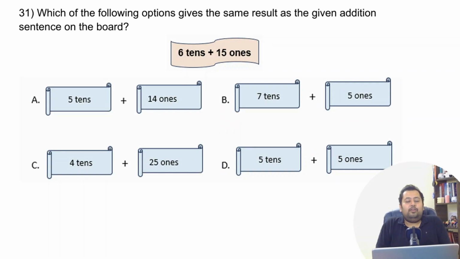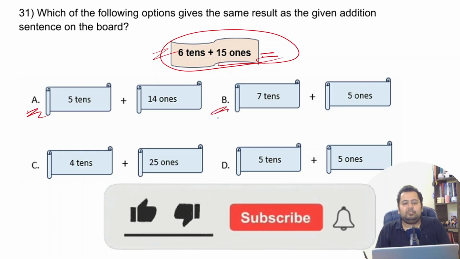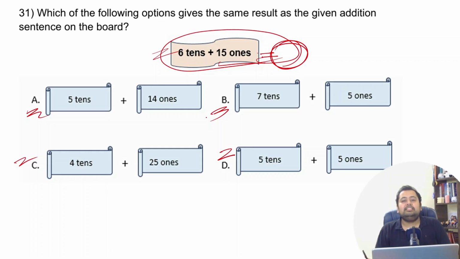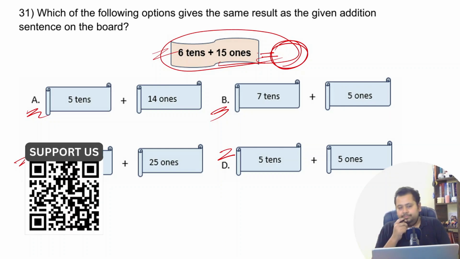So let's go and understand what question number 31 says. Which of the following options gives the same result as the given addition sentence? An addition sentence has been given over here. You have to find out what this number comes out to be first, and then check the options A, B, C, and D and find out which option is equal to the number that you have found. First, pause the video, take a good amount of time, and solve it yourself before looking at the solution.